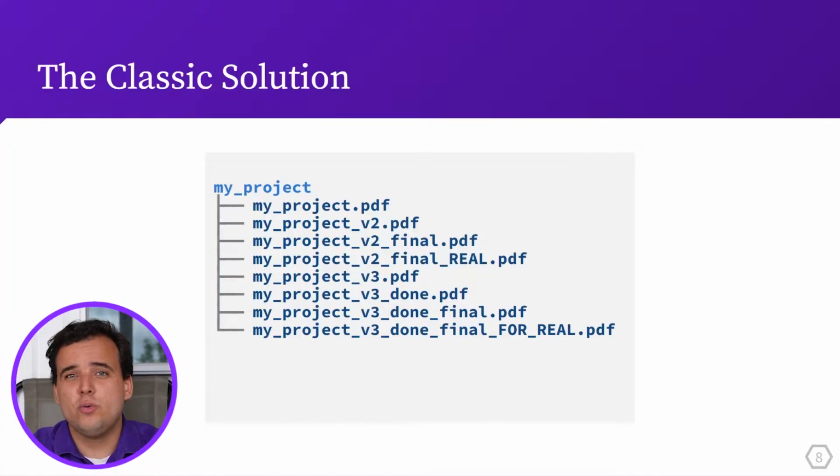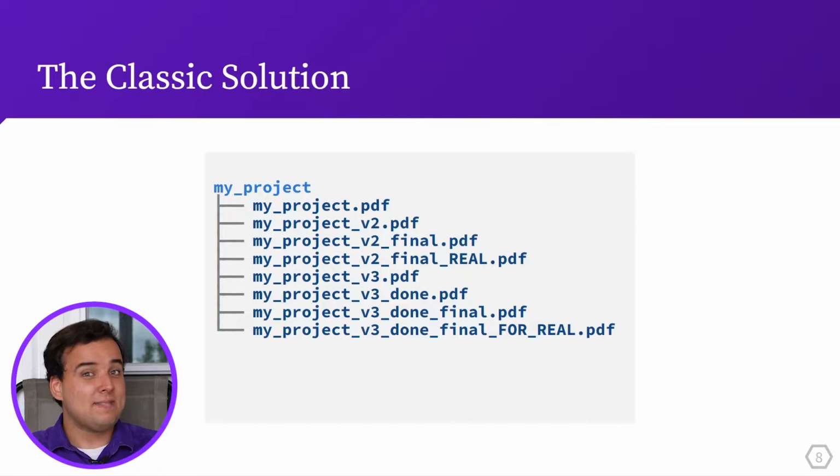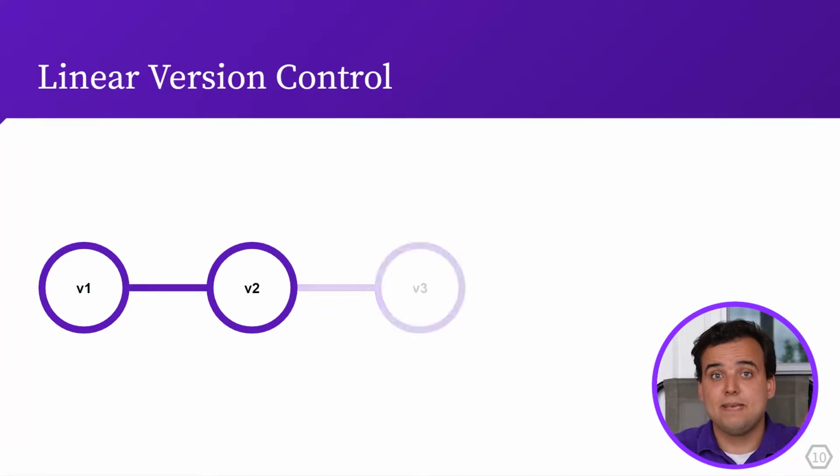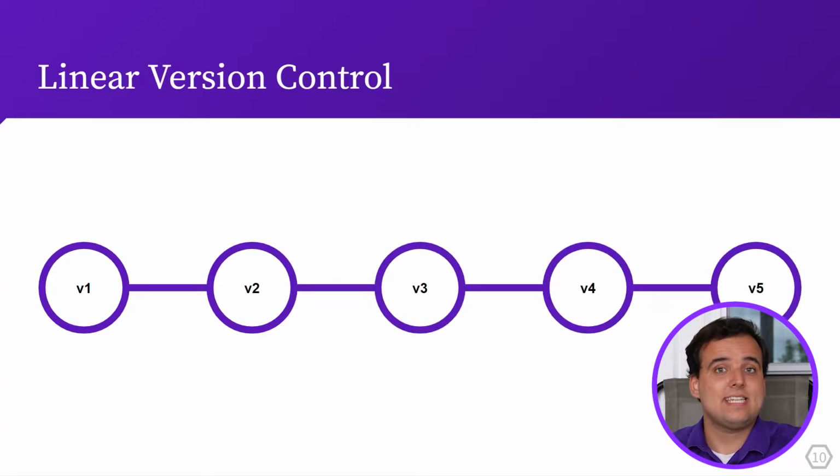And if this is all you need, awesome. You don't have to watch the rest of the video. Congrats. But in reality, when it comes to lots and lots of revisions, this can be a little bit cumbersome. So the simplest form of a version control system is a linear system. These systems simply store copies as time goes on.